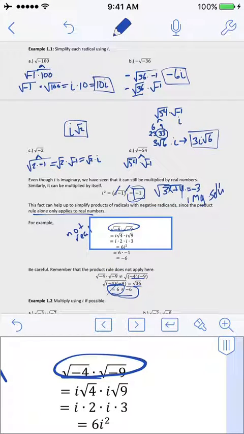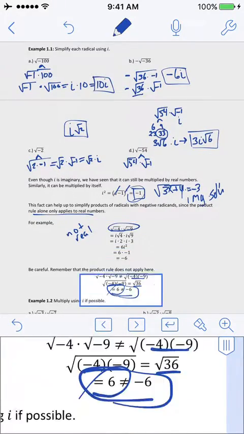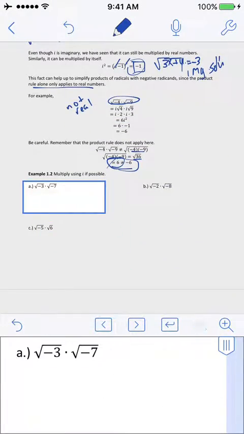Use i to simplify. If you ever see a negative, start with i. Just go right and start with i. Don't even worry about your other things first, okay? Start with i. Alright, let's try a few of those out.